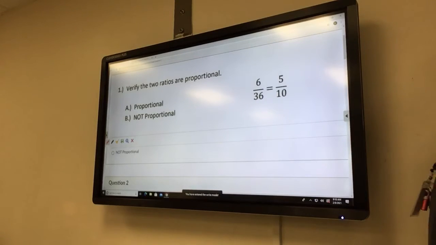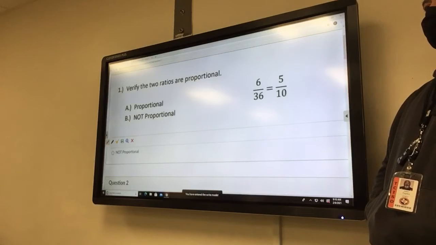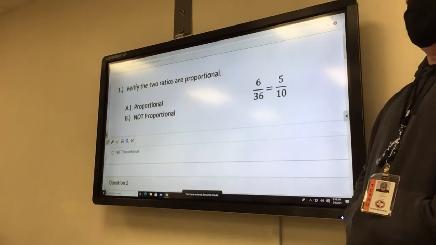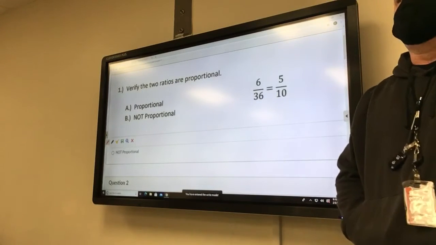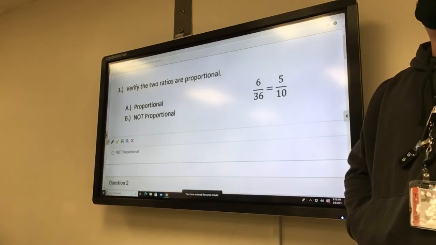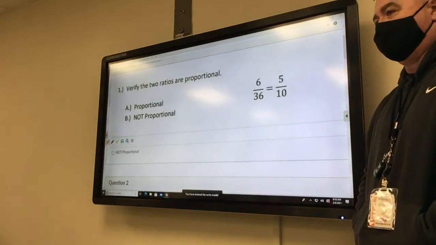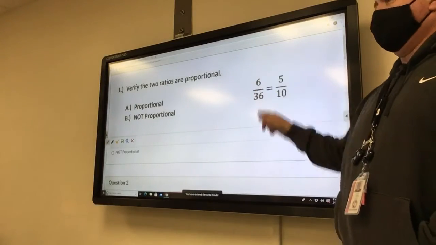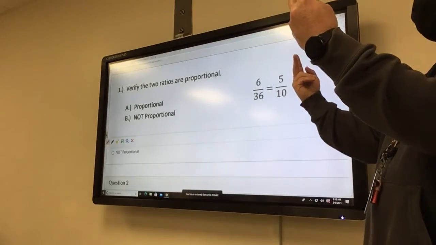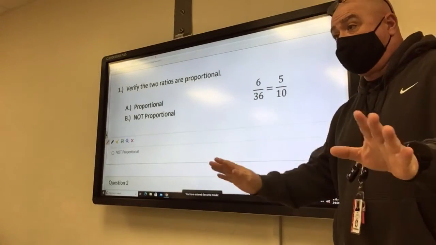All right, here we go. Your first question says verify the two ratios are proportional. I'm going to show you the easy way to do this. There are multiple ways, but the easy way is probably to cross multiply. You multiply that times that and that times that. If those two things are equal, then it is proportional. If they are not equal, then it's not proportional.